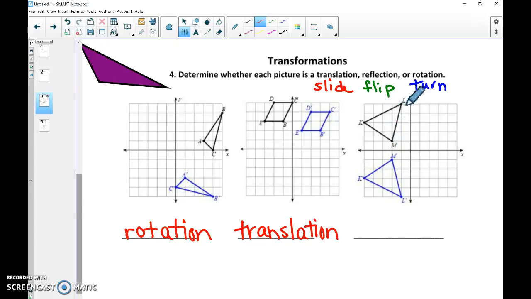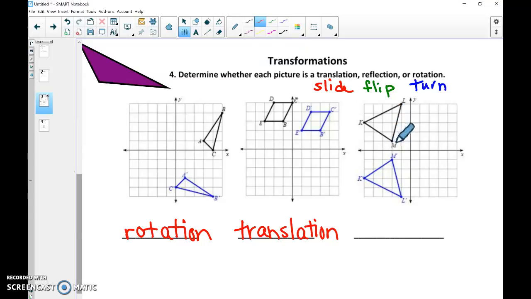And then we'll look at the last one. Again, we're starting with the black one. Did it just slide down across the line to get this blue picture? No, it looks like it's definitely facing a different way, so it can't be a translation. It doesn't quite look like it's turned, because then the letters would still be in the same order. M would still be here, K would be there, and L would be there. It would just be turned around. So that's how you can tell it's a reflection.